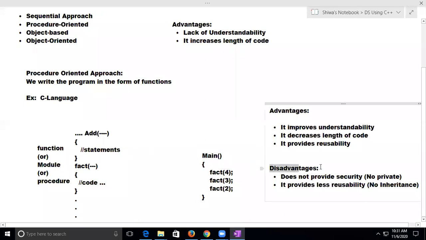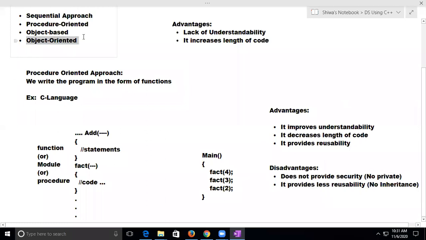But there are disadvantages for the procedure oriented approach too. Less security: it does not provide security because there is no class concept. There is no private keyword in the C language. And it provides very less reusability. The functions concept is there, but there is no inheritance concept. So these are the drawbacks of the procedure oriented approach.